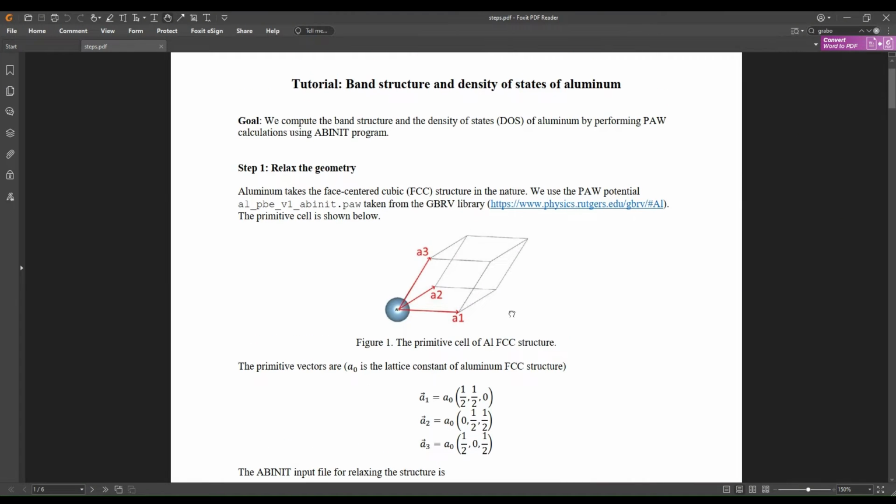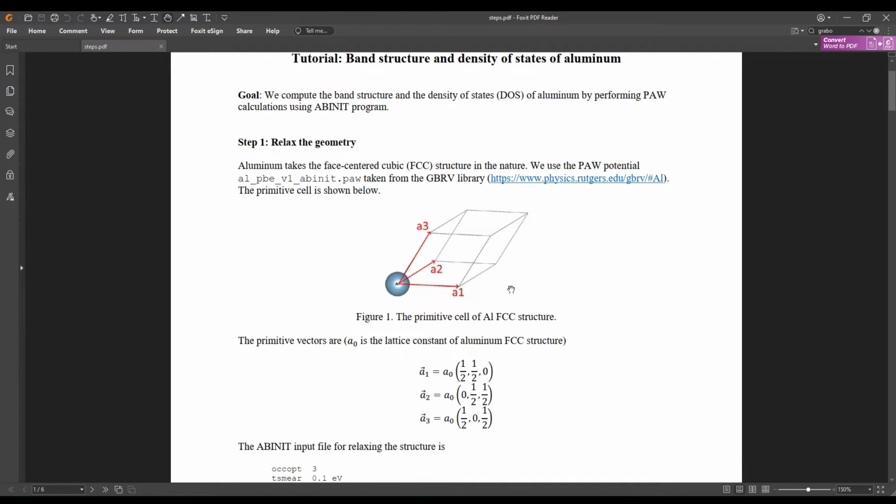Today we are going to talk about the calculation of the band structure of aluminum. And we're also going to talk about the calculation of the density of states of it. So here in step 1, we are going to relax the geometry.